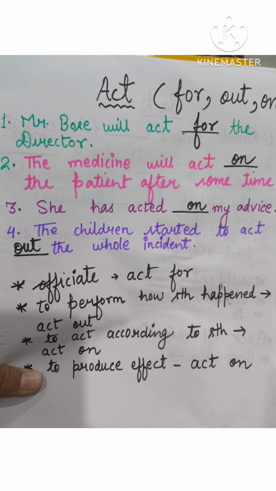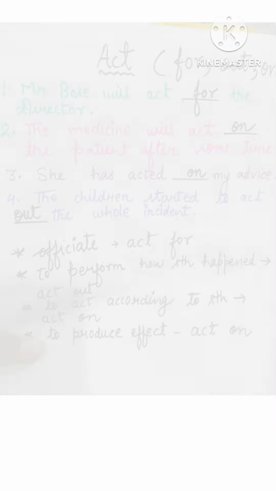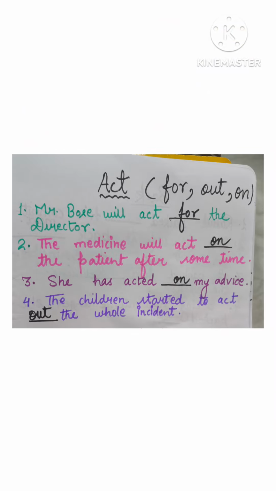Now let's have a glance at all the sentences in one go. The first is Mr. Bose will act for the director. That means he will officiate this post. The second says the medicine will act on. That means the medicine will produce the effect after some time on the patient. The third is she has acted dash my advice. That means she has acted according to my advice. On will come here. The fourth is the children started to act out the whole incident.